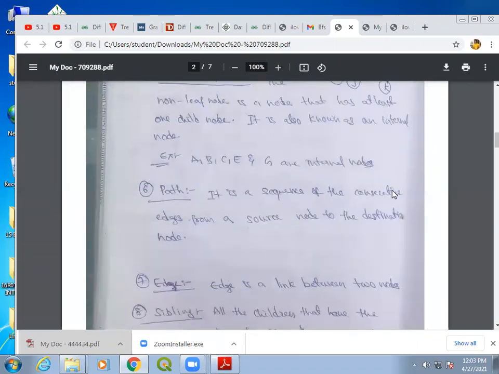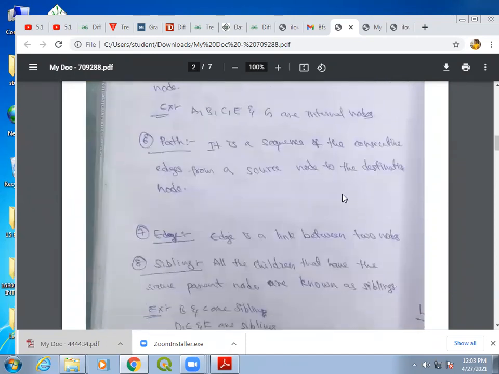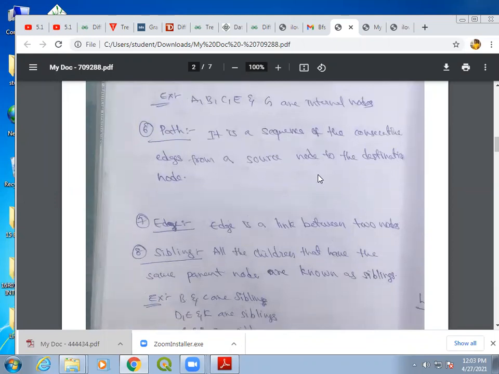Then what is the path? It is a sequence of consecutive edges from the source node to the destination node. For example, if your destination node is J, this sequence of edges is called the path. A sequence of consecutive edges from a source node to a destination node is called a path.